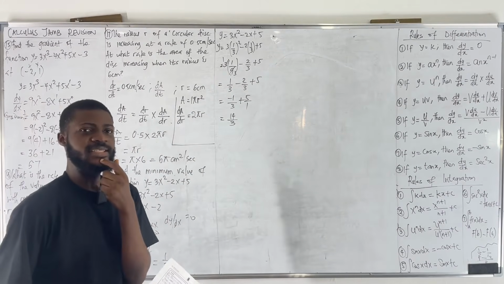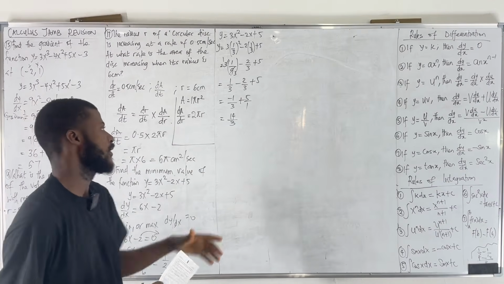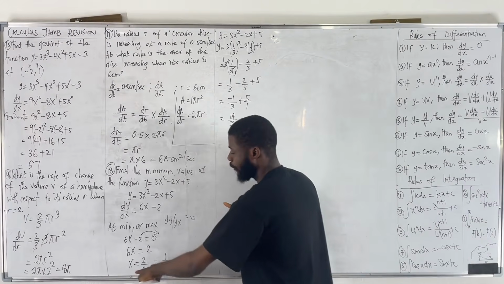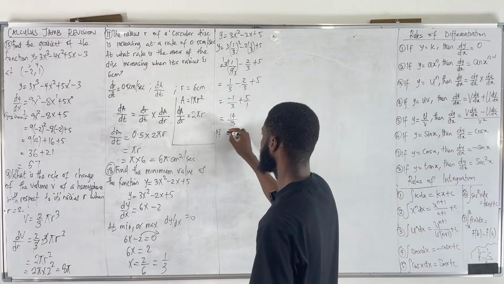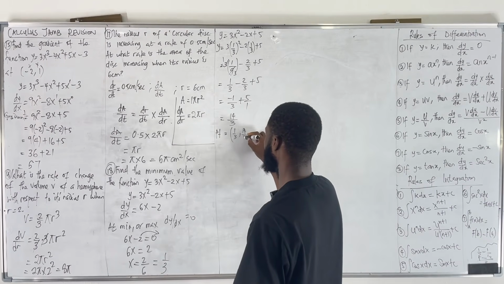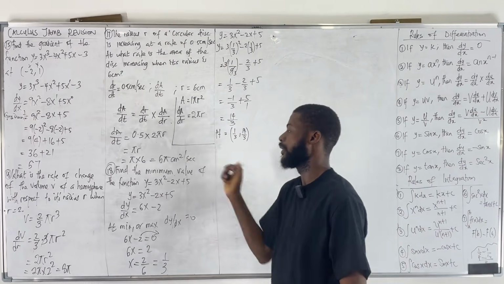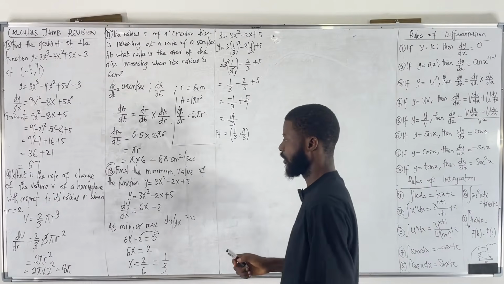What if the question says find the minimum point? If any question is asking you about a point, it means you have to put the x and the y together. So as a point, the answer will become 1 over 3, 14 over 3. If they say find the minimum point, not minimum value. So I've said so many things today, so take note of that.